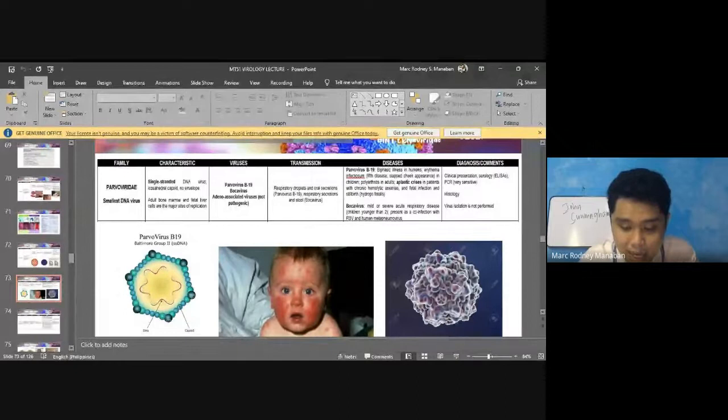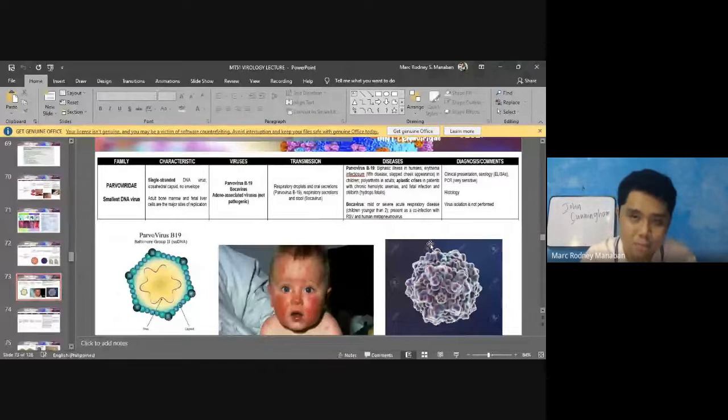Alright, so that's for parvovirus B19 or Parvoviridae. Again, take note, the smallest DNA virus, causative agent of your fifth disease, first of all, your erythema infectiosum, slapped cheek appearance. And again, aside from that, aplastic crisis in patients with hemolytic anemia and also other hematological disorders. Alright, okay. So that's for your parvovirus.